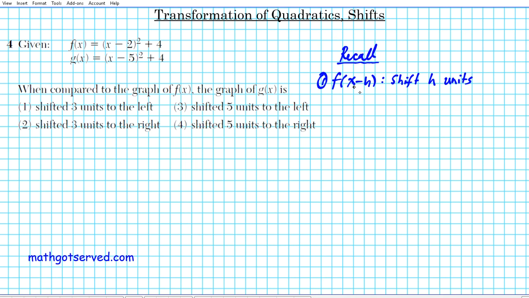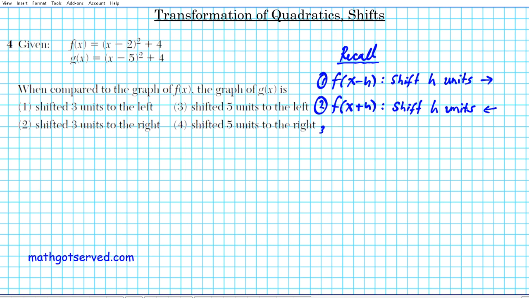Whenever it's grouped with the x, the sign does the opposite. So x minus h means you're going to shift h units to the right. Okay. If you have f of x plus h, now the number is being added to the x in the parentheses. This is going to be a shift h units where? To the left. So when a number is grouped with the x, adding or subtracting means a shift to the left or right.